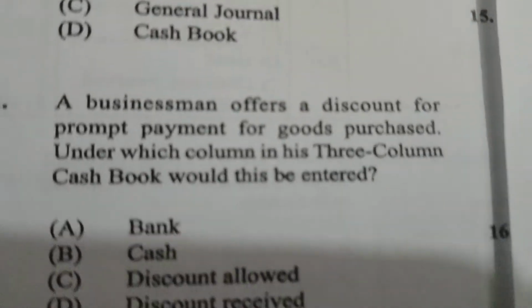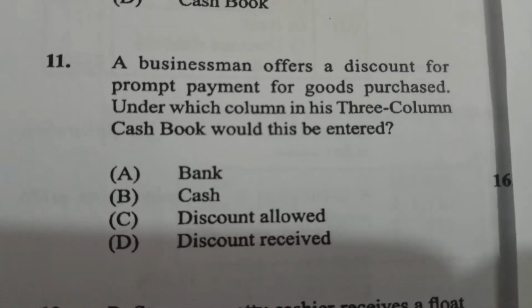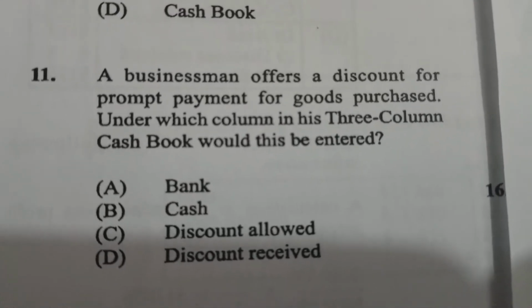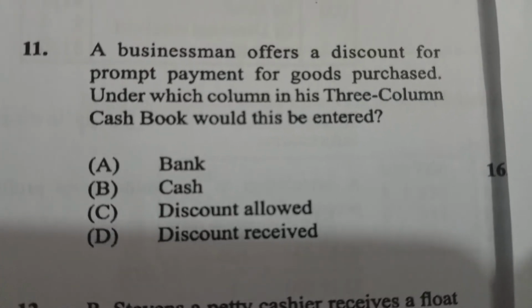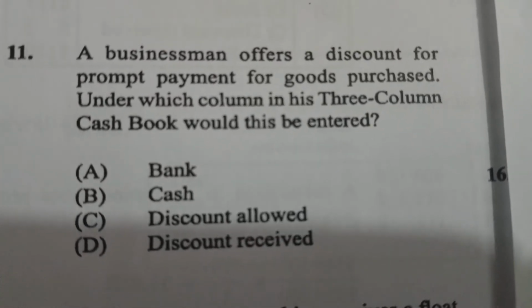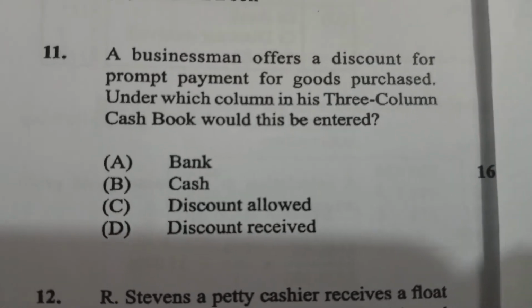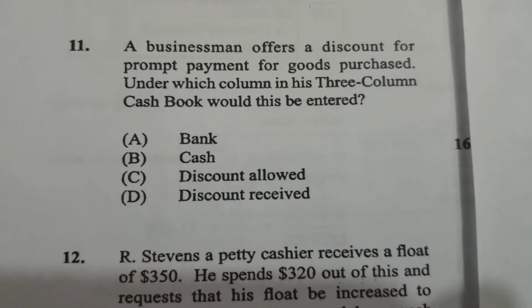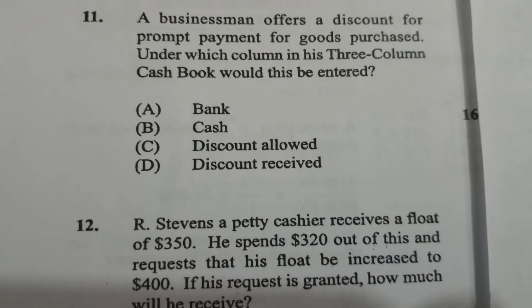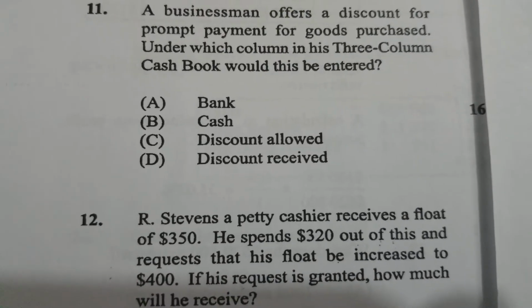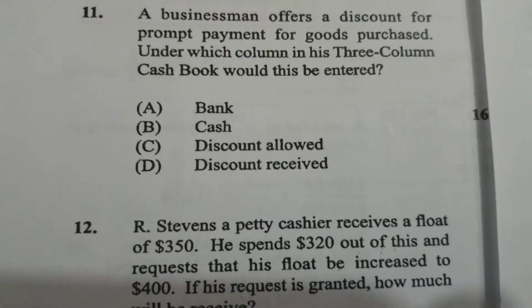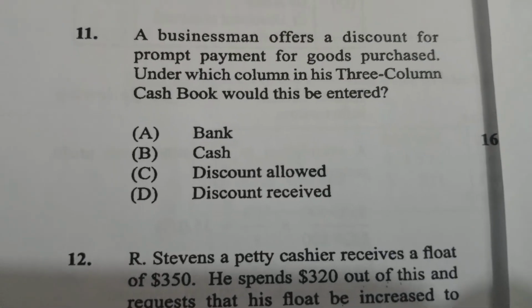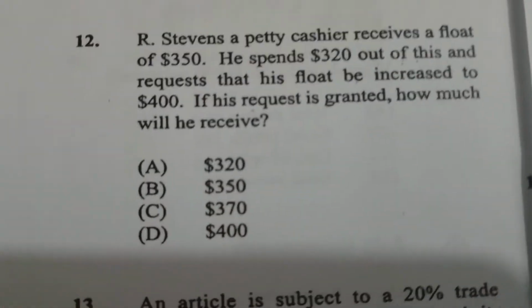Next question. It says, a businessman offers a discount for prompt payment for goods purchased. Under which column in the 3-column cash book would this be entered? What is the stem of the transaction? A business offers a discount for prompt payment. So we are giving the discount. If we are giving the discount, it is a result of the fact that we're receiving money from the people. So it will be on the debit side, and it would have been discount allowed. So C is the appropriate answer.